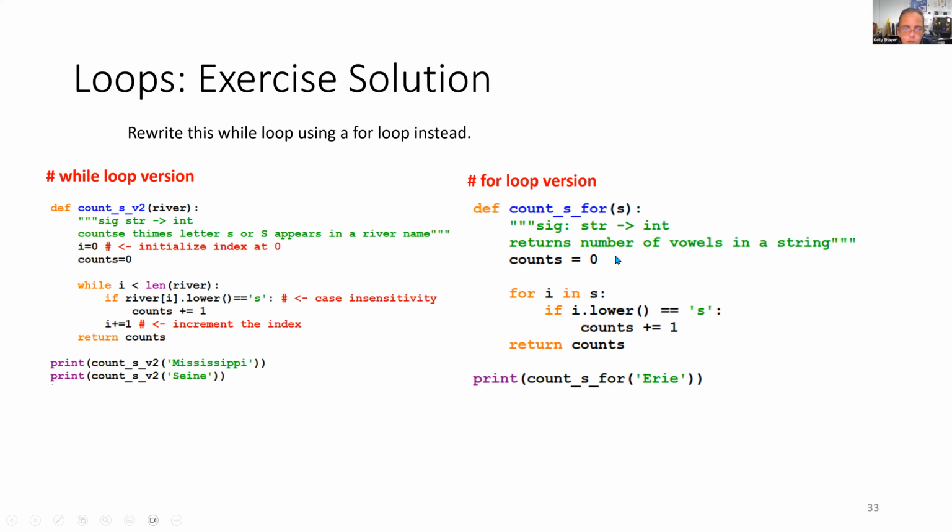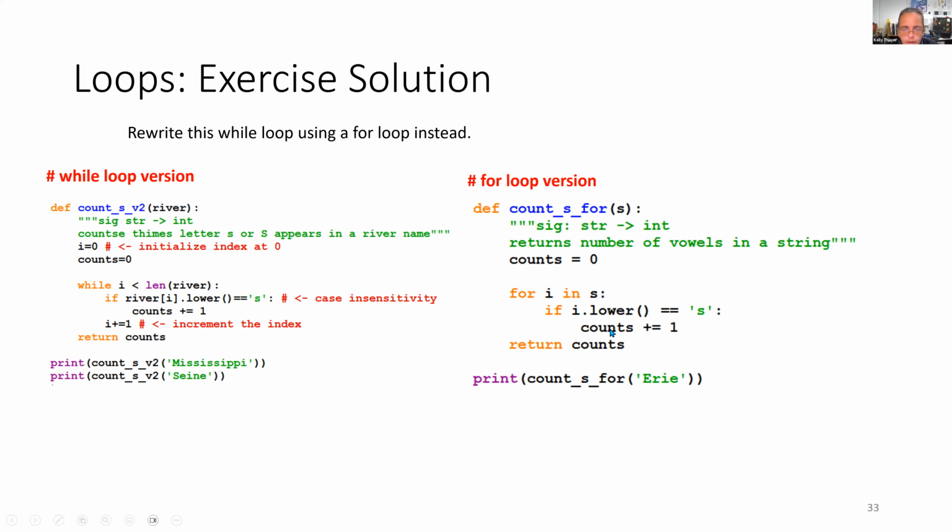But we still need to initialize the counts because we haven't encountered anything yet. And so we're going to do that. So now we're going to do for i in s, if i.lower() is equal to s, we're going to look for that match. So that is the same if statement, except that there are some syntax differences.